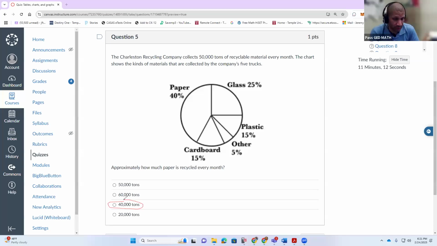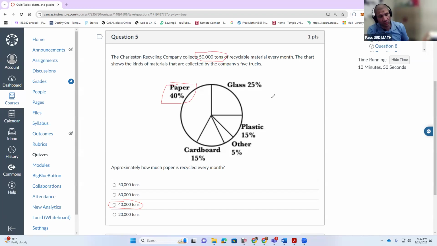No, because they gave us a percent. They gave us the part over whole already. They gave us paper is 40%. You use part over whole when you're trying to figure out what the percentage is. So now they gave us the percentage, and they gave us the total amount of tons collected.